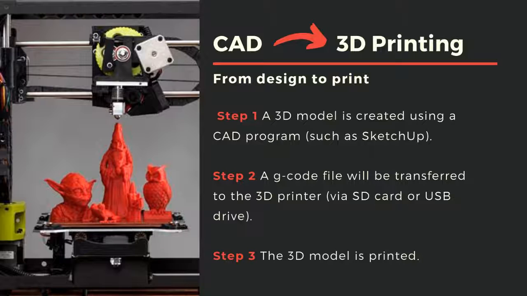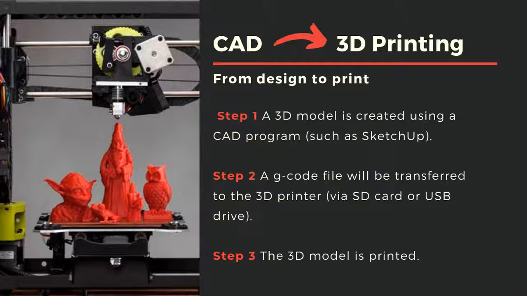SketchUp, the CAD program we will be explaining in this tutorial, will be explained with the end goal of 3D printing an object. Basically, from design to print, 3D printing an object is as simple as 1, 2, 3. Step 1, a 3D model is created using a CAD program, such as SketchUp. There are many more advanced and intricate CAD programs out there, but we'll be using SketchUp.